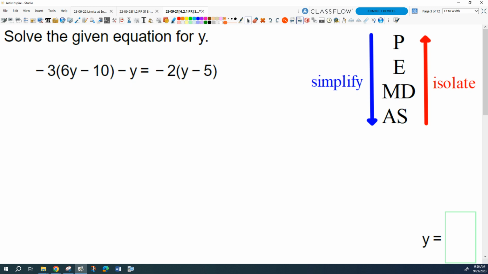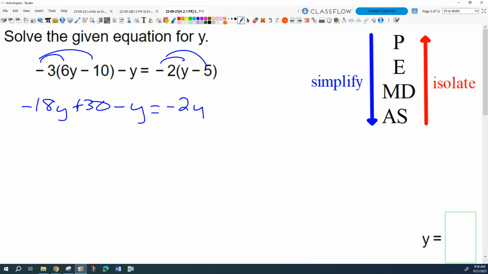Exponents, no exponents, multiplication, yes. What's the multiplication here? Distributing, exactly. Okay, so we distribute the -3, we distribute the -2, and what's that going to give me? Good, plus 30 minus y equals plus 10. Okay, so on the left side, what would our next step probably be? Combine the y's, good. So we get -19y plus 30 equals -2y plus 10.